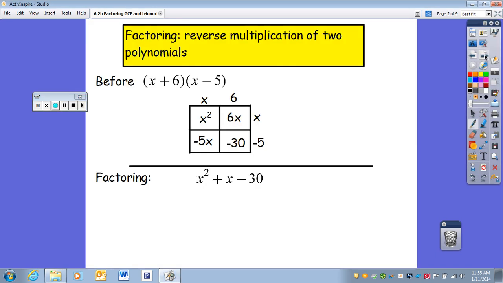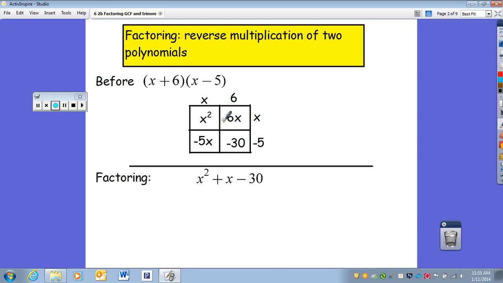So remember that when we are factoring, we are actually reversing our multiplication, and we want to reverse this time of two polynomials or two binomials. So before, when we were multiplying, we took x plus 6 times x minus 5, and we multiplied x times x to get x squared, 6 times x to get 6x, negative 5 times x to get negative 5x, and negative 5 times 6 to get negative 30, and then we combined our like terms together, and that gave us our polynomial of x squared plus x minus 30.